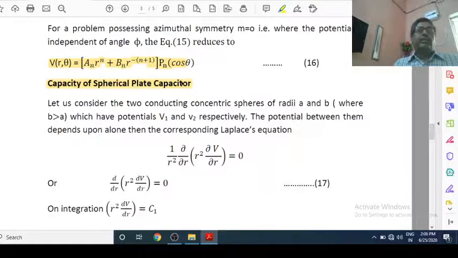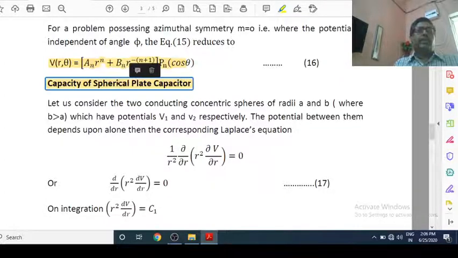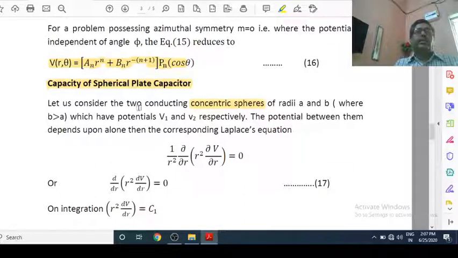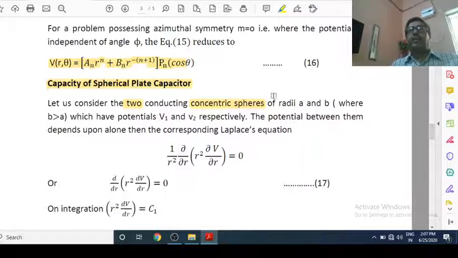As you know, in a capacitor there are two plates. What is the shape of the plate? Need not say, spherical. So we have to consider two concentric hollow spheres. See here, concentric spheres. How many? Two minimum. Actually, we take two because in a parallel plate capacitor, or in any capacitor, there are two plates.